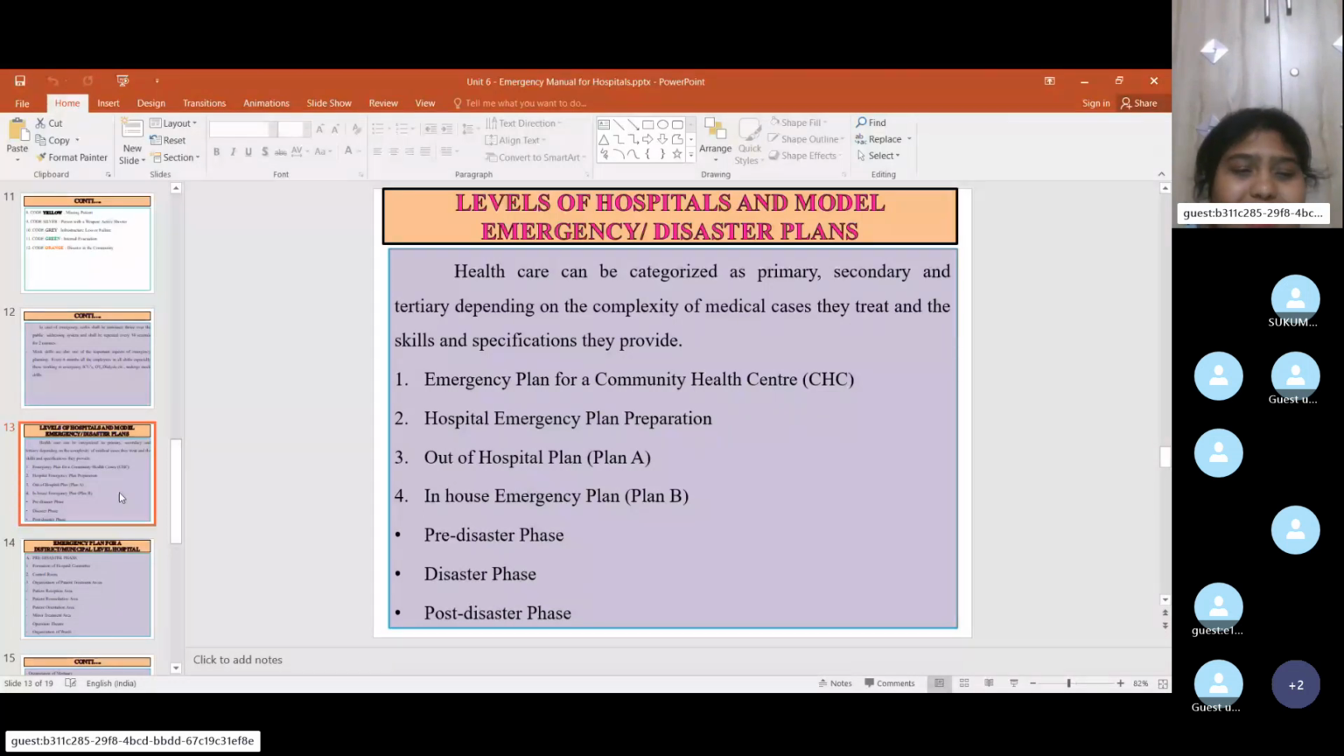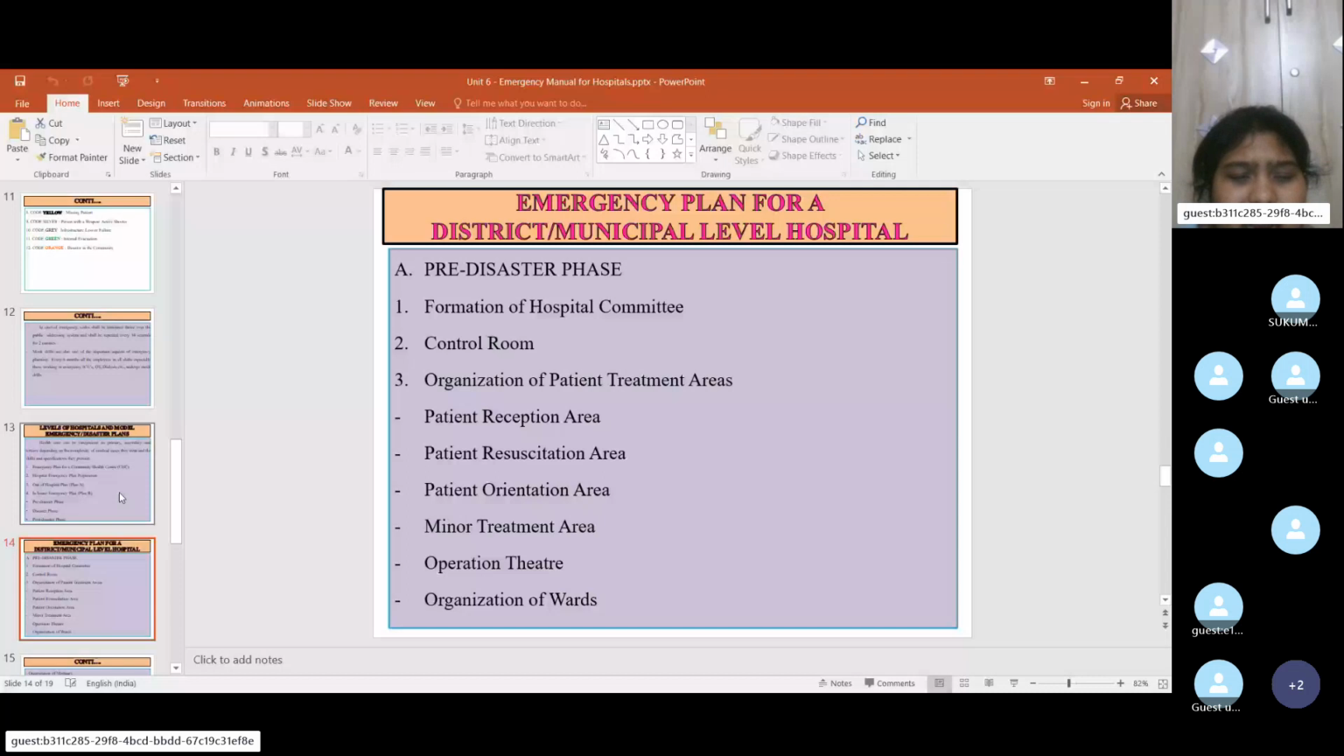Then come the three phases: pre-disaster, disaster, and post-disaster. I'm not going to explain in detail because everything is similar to what we discussed in the previous unit. I'll just sort out a few important things to concentrate on in the three phases. In the pre-disaster phase, the first thing is that the committee should take the lead. There should be a control room which starts up the plan and supports the staff and the medical fraternity in carrying out the activities.